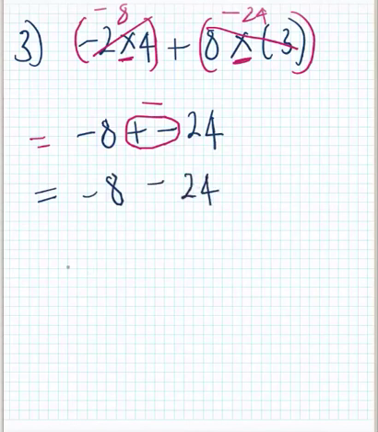It's really important that you show working out for these. So now -8 minus 24, because they're both negative, we know the trick. Just add them together. What's 24 plus 8? It is 32, and we add a negative because we're heading towards the negative direction. And that's it.